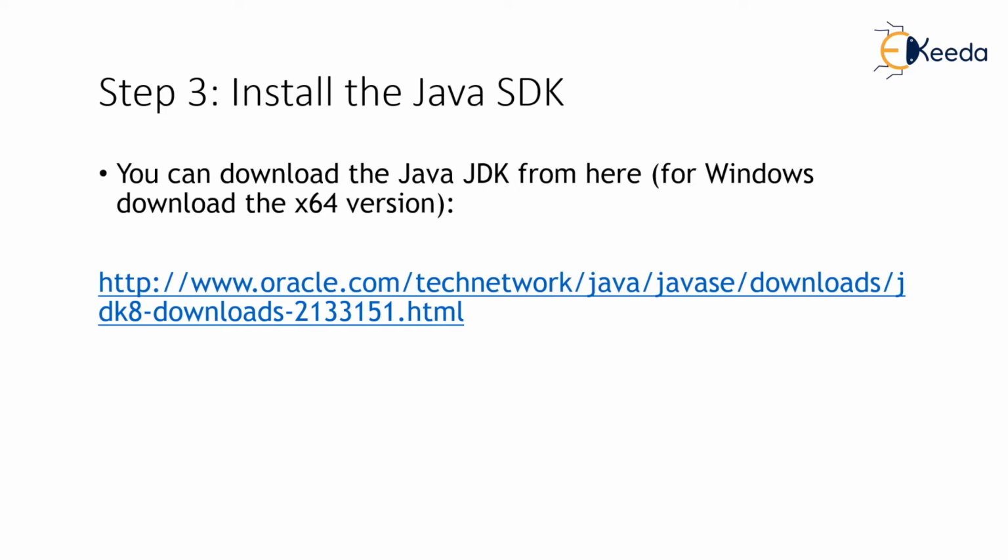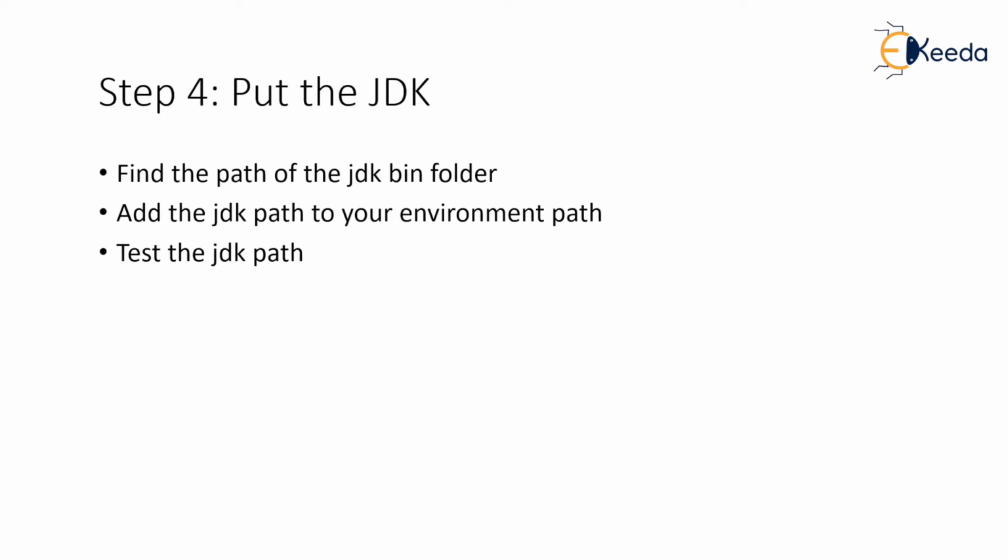Our next step is to install the Java SDK. You can download the Java SDK from the Oracle website, as you can see over here. Java SDK is used a lot for your application when you're developing it for Oculus Go. Next, put the JDK as an environment variable in your environment path, and you have to test whether the JDK path is working. Make sure you definitely do this step, because this is one of the important steps. Many times this step creates a problem.